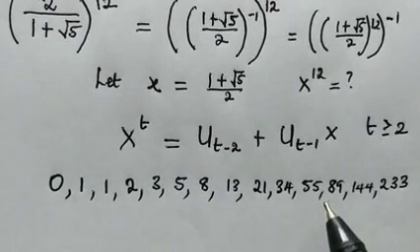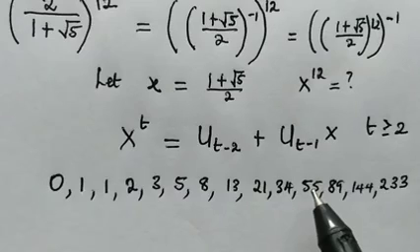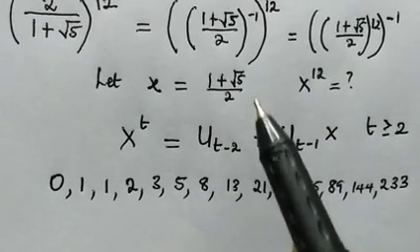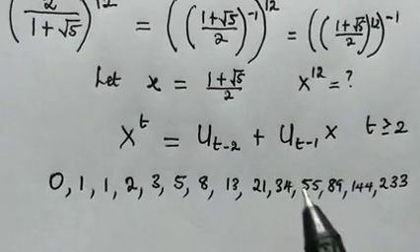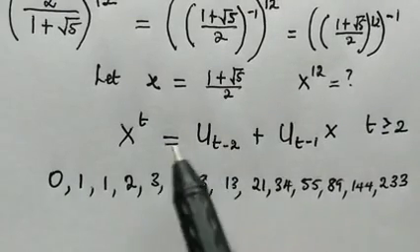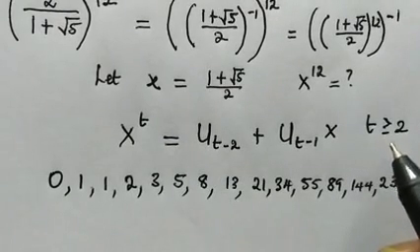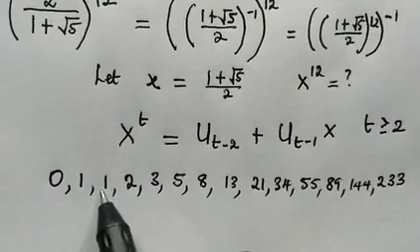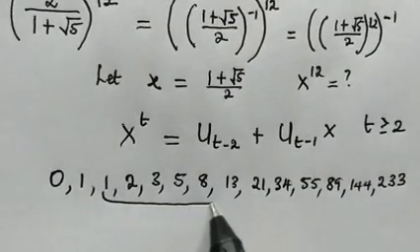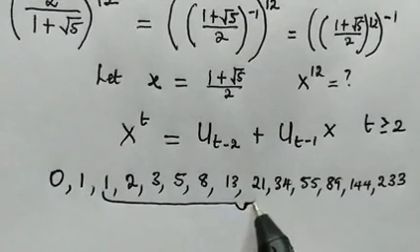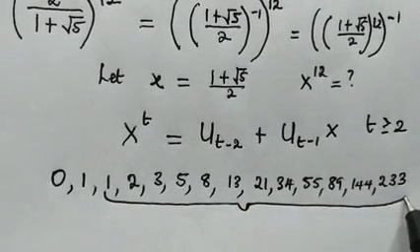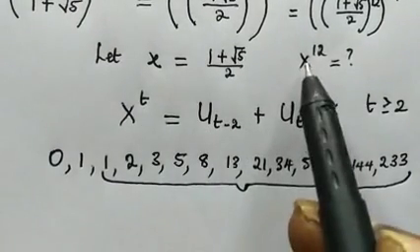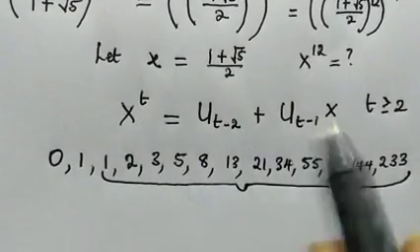Okay, but how are these things going to really help us to solve this problem? That is to evaluate the 12th power of this number. Okay, let's see the magic. Now remember that for this equation here to hold, t must be greater than or equal to 2. So which means that we're going to make use starting from here. Okay, so starting from here, then down to this place. Okay, now we need the 12th power of x. So we're going to let t equal 12.